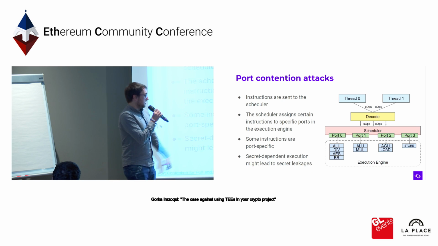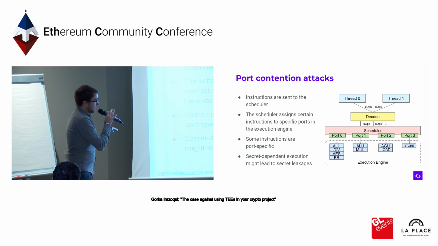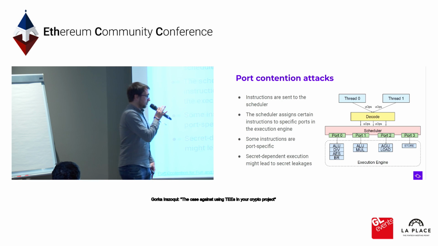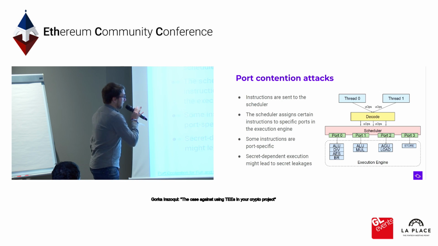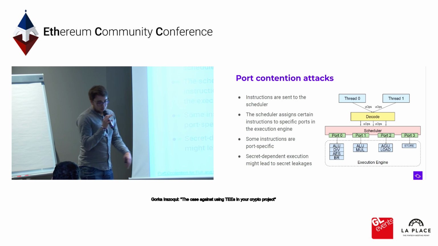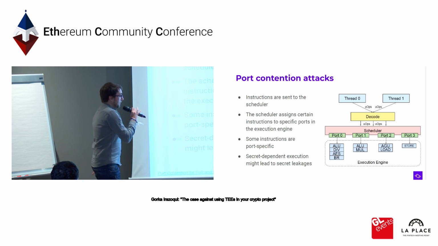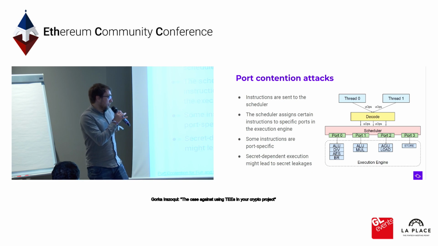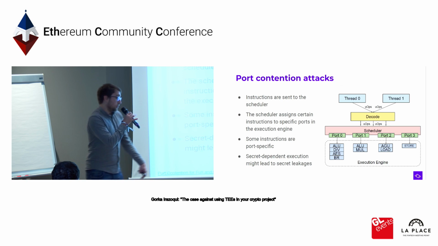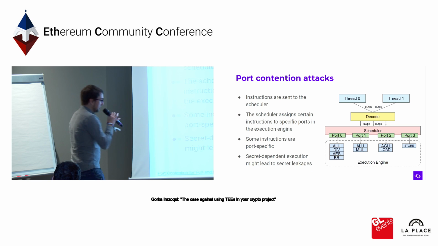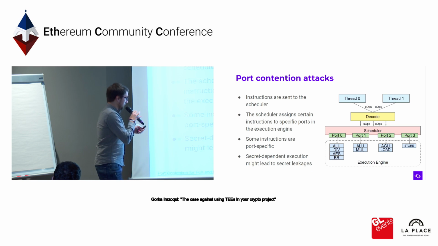But the problem is the balancing. Not the scheduler per se, but some ports have specific instructions that can only be executed in that port. So that means that if we're running a secret-dependent software that uses one of the ports, depending on whether the secret is A or B, we again can generate contention on the port so as to see whether the victim is actually utilizing the port or not. Again, measurable in time, and again, potentially leading to full secret leakage.